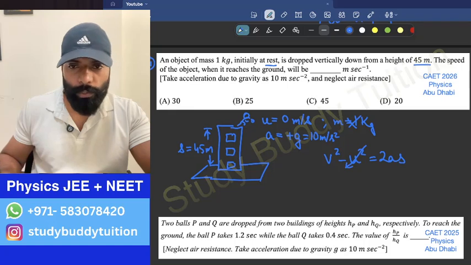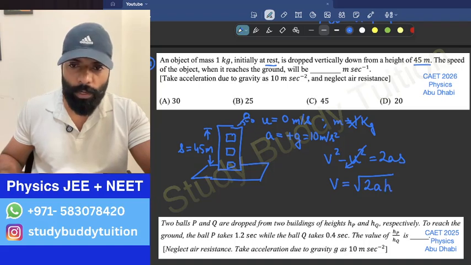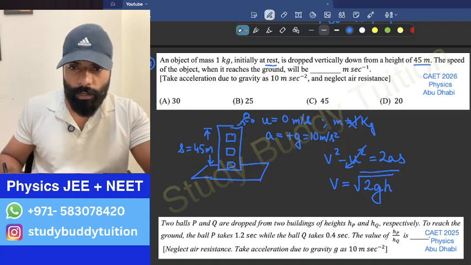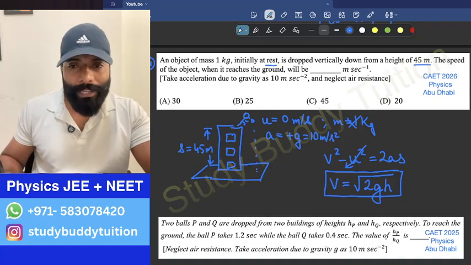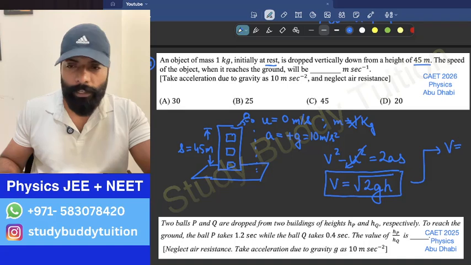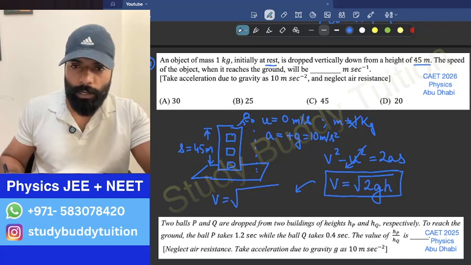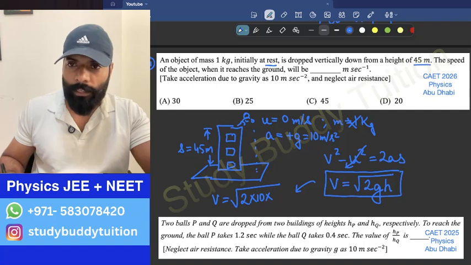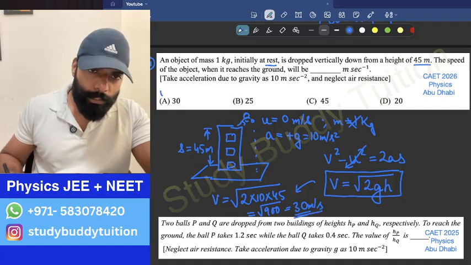Initial velocity is 0, so your velocity will come out to be under root 2as. So I can write this as 2ah or 2gh. So this is the formula of the final speed with which this object is going to hit. V is equals to under root 2gh. So now you can substitute the value. Your final velocity will be v is equals to under root 2 into 10, and the height is 45. So 45 into 2, 90, it's 900. So your answer will be 30 meter per second. So option A is the correct one.